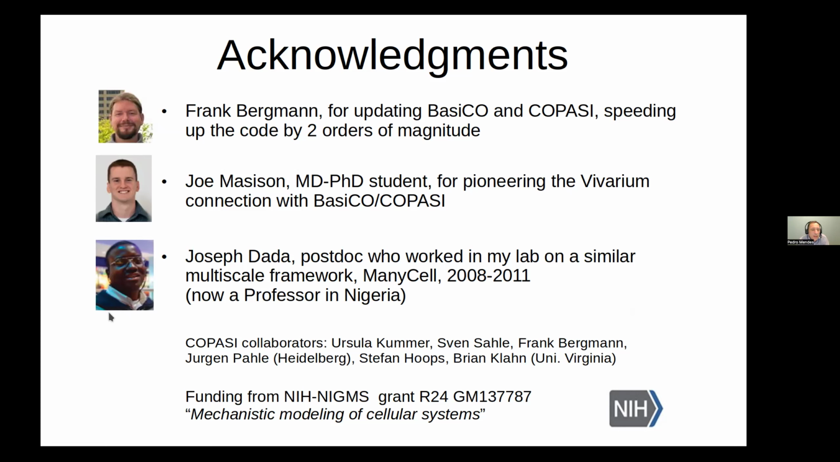And then an ex-postdoc of mine, Joseph Dada, many years ago, we both worked on a software which we never ended up really publishing, called ManyCell, which was a multiscale simulation of this approach, which we used to simulate growing cultures of Saccharomyces cerevisiae. However, we really never published. I mean, we published only in a conference paper. He's now in Nigeria. He's a professor there. He's an electrical engineer. So that code was stagnated. And that's why I'm doing this now.